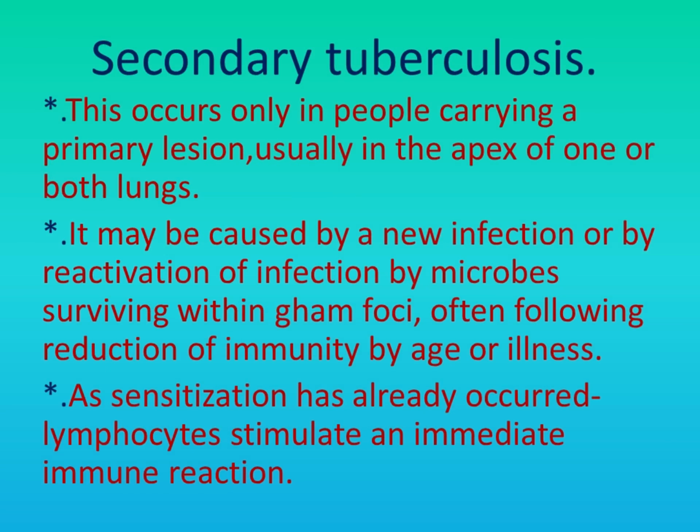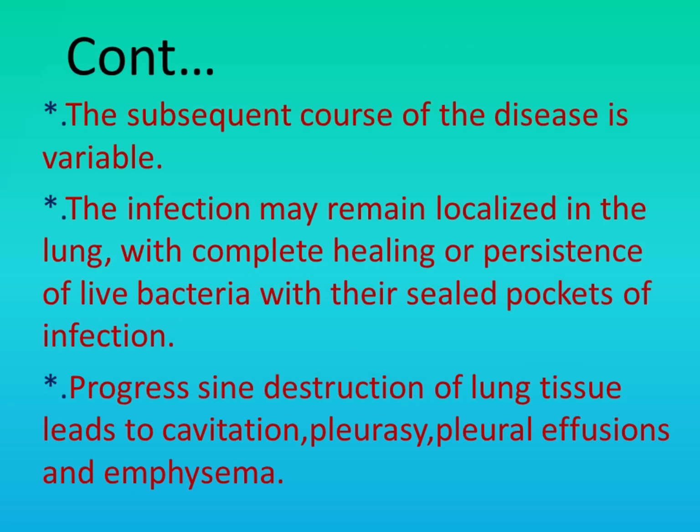This occurs only in people carrying a primary lesion, usually in the apex of one or both lungs. It may be caused by a new infection, or by reactivation of infection by microbes surviving within Ghon foci, often following reduction of immunity by age or illness. As sensitization has already occurred, lymphocytes stimulate an immediate immune reaction. The subsequent course of the disease is variable.